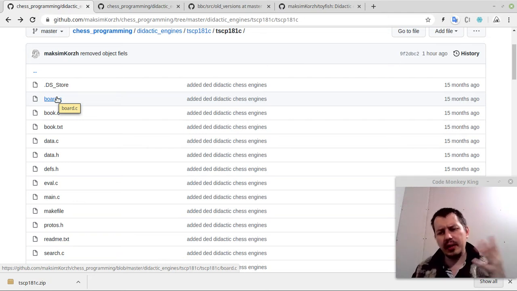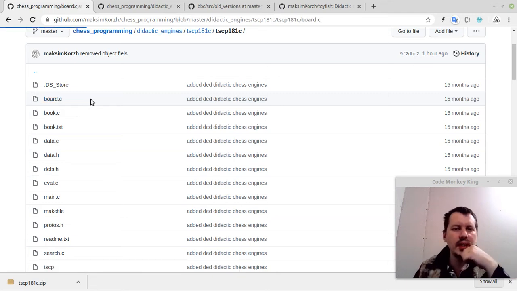Well, I need to say that definitely in Fruit, despite the fact that it was compiled with C++, it's still really C-like style code. And I'm not sure, but maybe even the original Fruit was actually written in C. I'm not sure. I need to check that out. Okay, so let's have a look at board.c in TSCP.